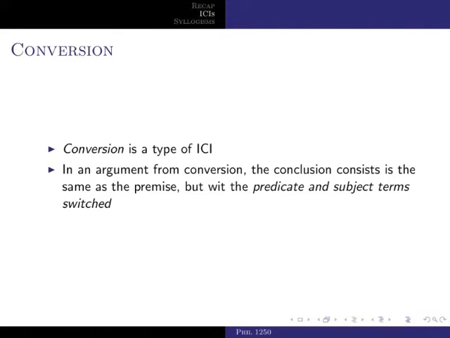One of the most common types of ICIs is conversion. This is obtained by taking any categorical proposition and using it as a premise. The conclusion is going to be the same as the premise, but with one big difference. The predicate and subject terms are going to be switched. The premise and the conclusion are said to be converses of each other.